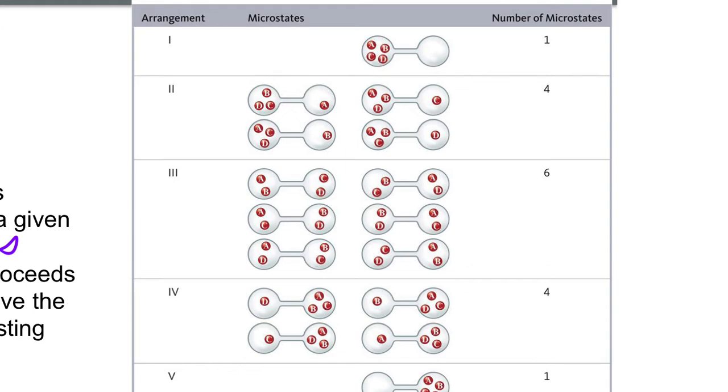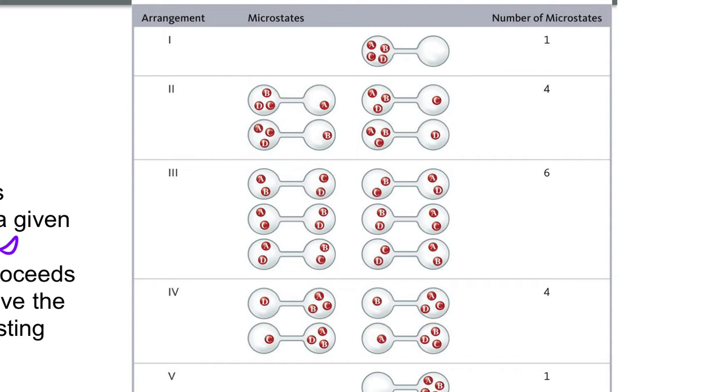Now we're just assuming each of these are labeled A, B, C, and D. Technically, within that bulb, there could be different spots for those atoms, but we're just going to say bulb left or bulb right. So there's one way we can arrange the atoms with everything on the left, and there's another way we can arrange the atoms with everything on the right. So there's one microstate in this arrangement.